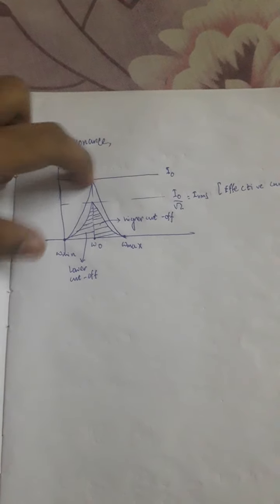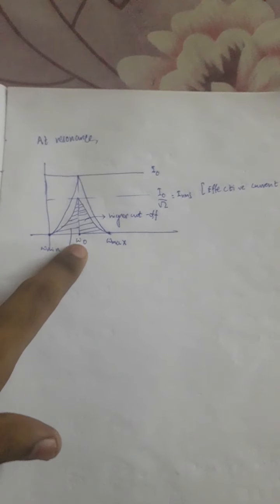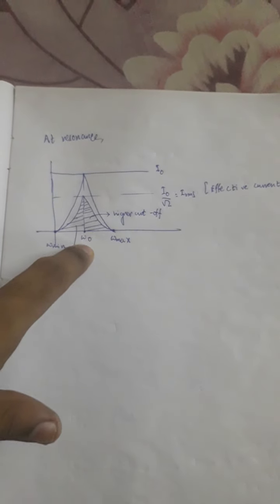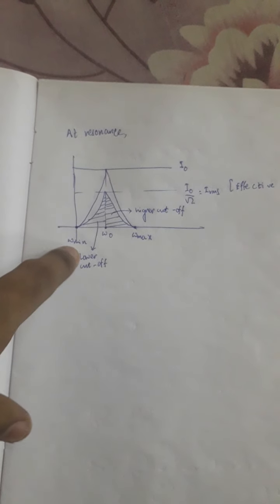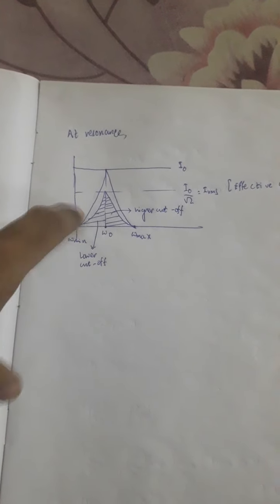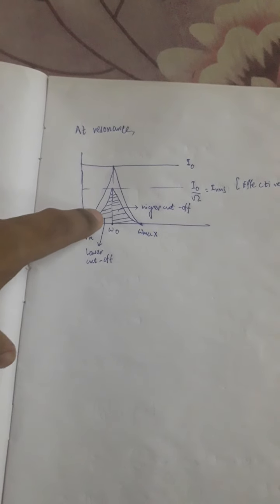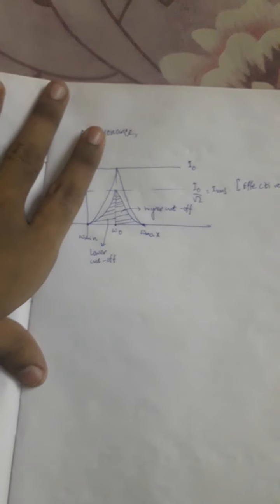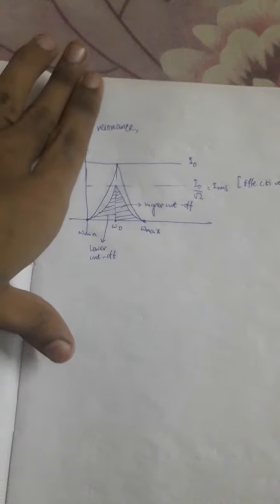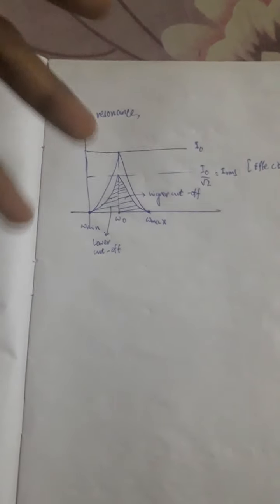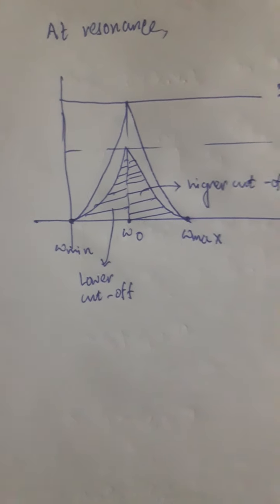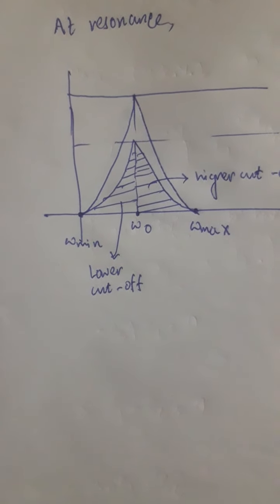Here this is the peak current and this is the RMS current or the effective current in AC, and this is the omega naught, which belongs from omega min to omega max, in between them. And at resonance, there is only one angular frequency, and the higher frequencies and the lower frequencies get cut off. So this is the higher cutoff frequency in this case, and this is the lower cutoff frequency.